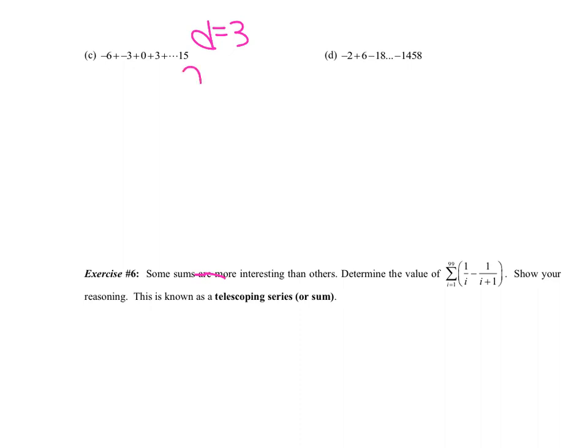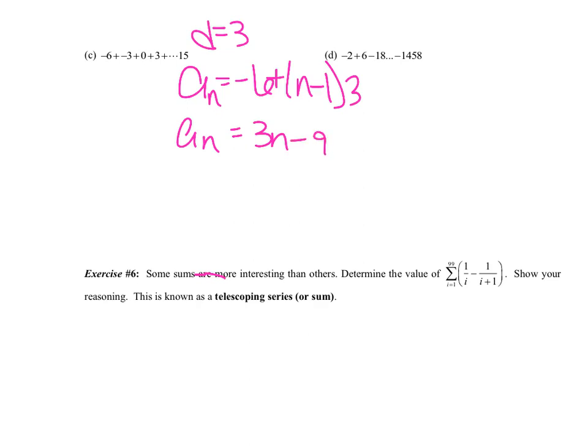So when I plug into the formula, and then when I simplify it, I get 3n minus 9. So I'm starting at the first term, and my rule is 3n minus 9, and the question is, where am I finishing? I'll do it algebraically this time. You can just continue the pattern.